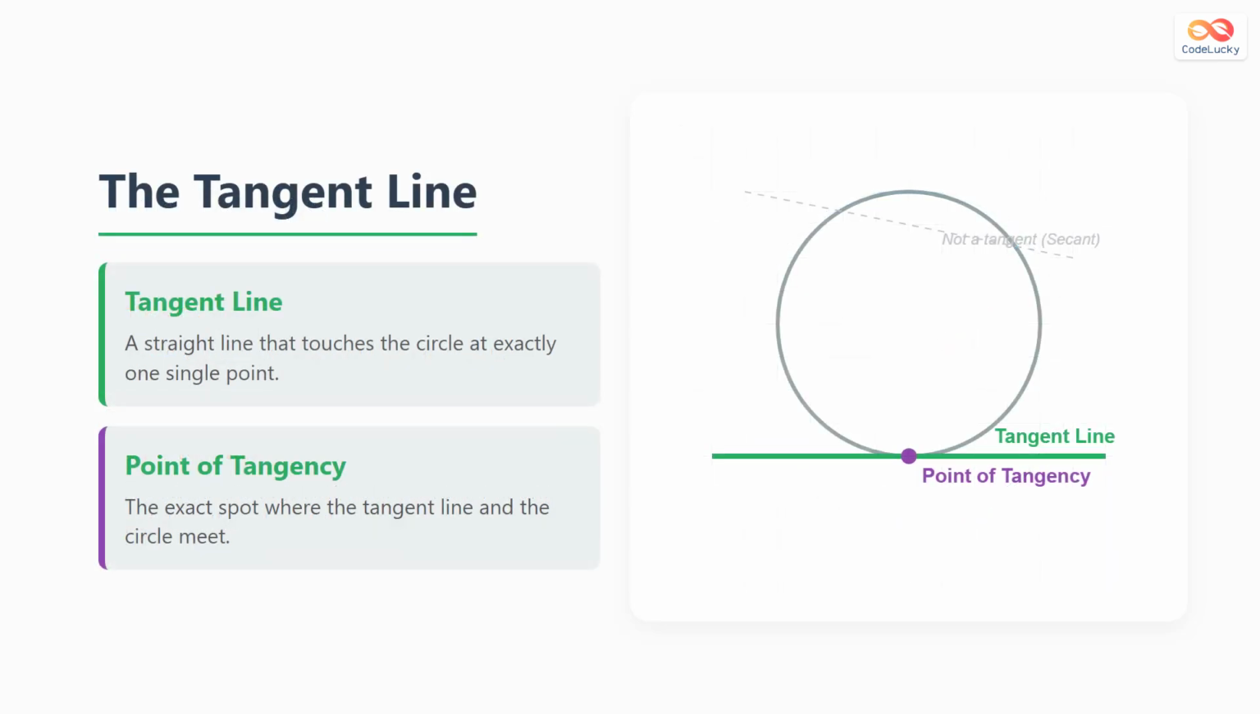Next, we have the tangent line. This is a special straight line that touches the circle at exactly one single point. It doesn't cut through the circle, it just grazes it. That specific spot where they meet is called the point of tangency.